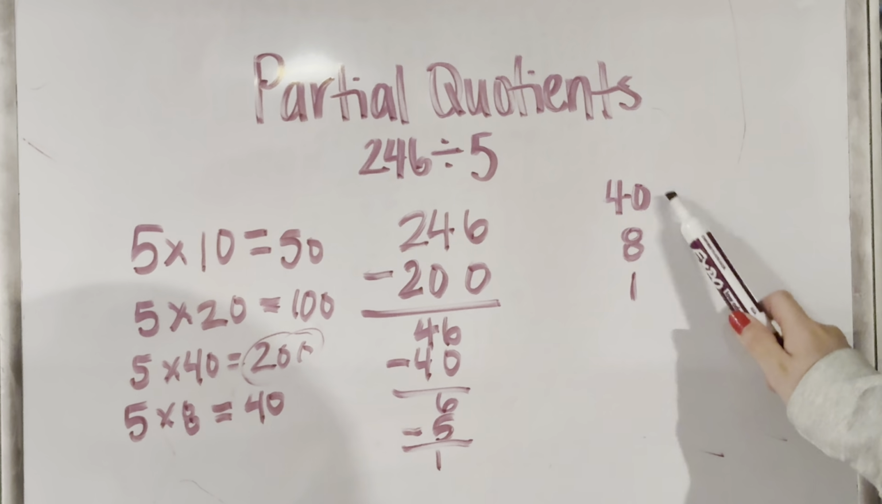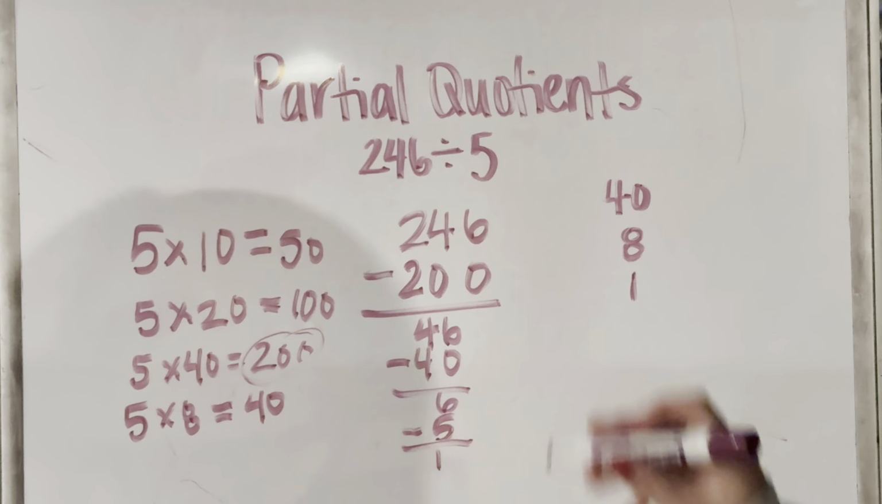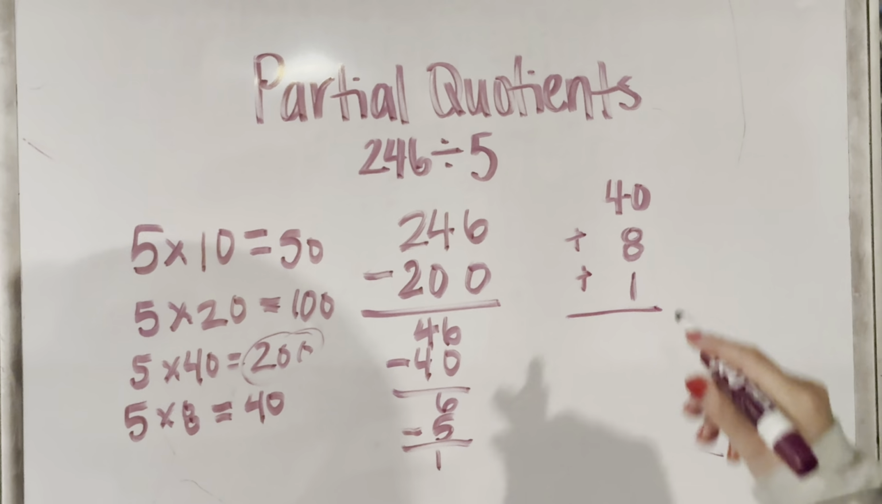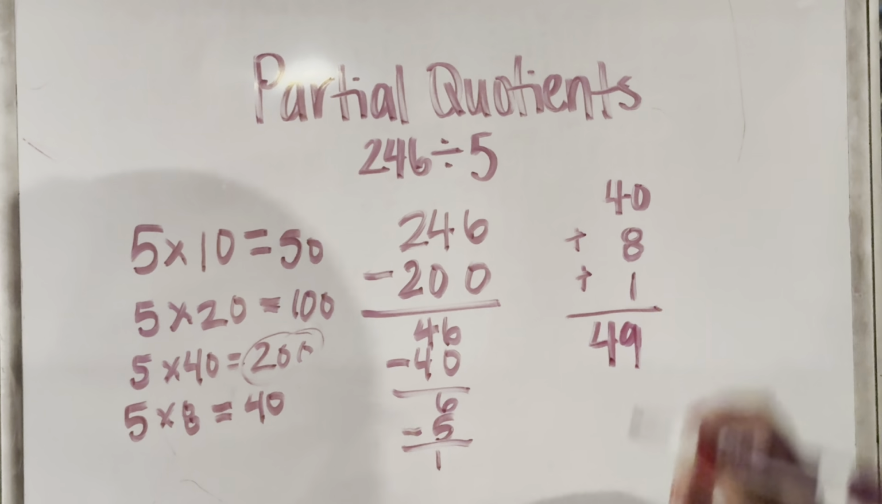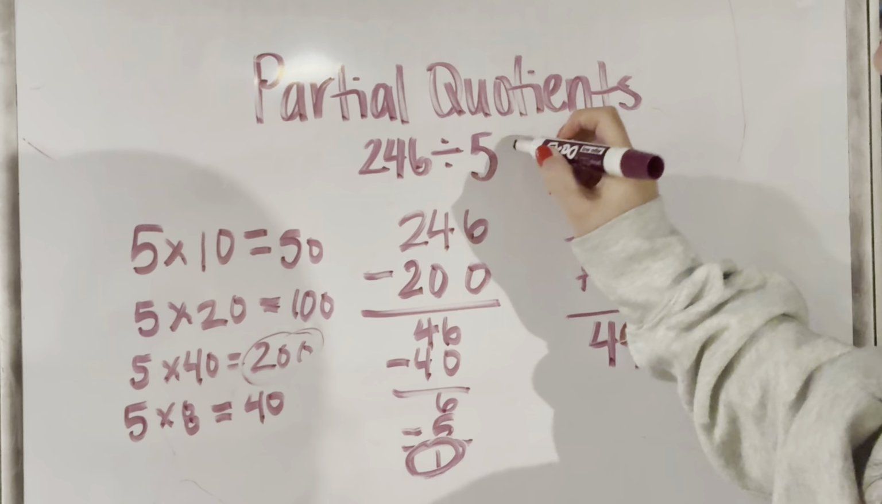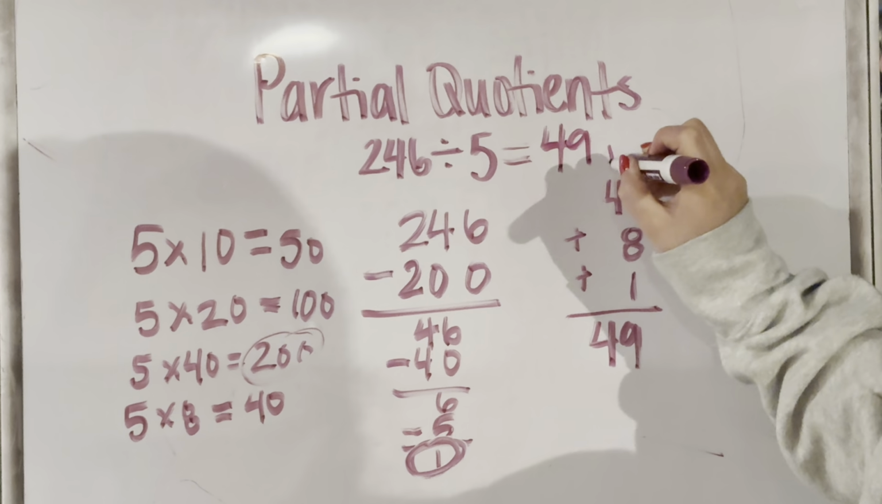Now, these are all the factors with 5 that I used to get myself down to 1. I'm going to add all of these together. 40 plus 8 plus 1 is 49. But this is not quite my full answer because when I subtracted, I was still left with 1, which I could not separate into 5. So 246 divided by 5 will be 49 with a remainder of 1.